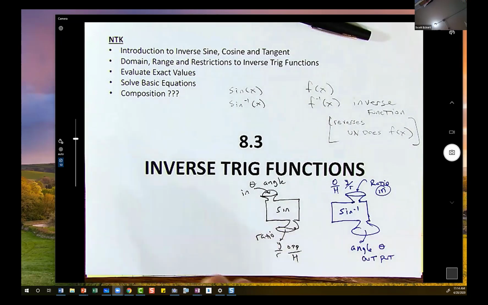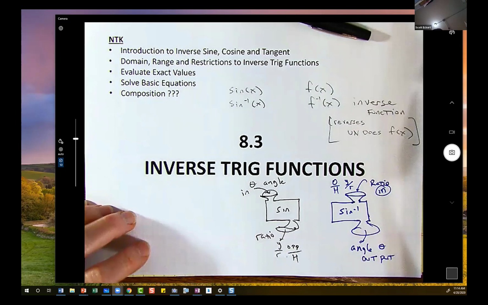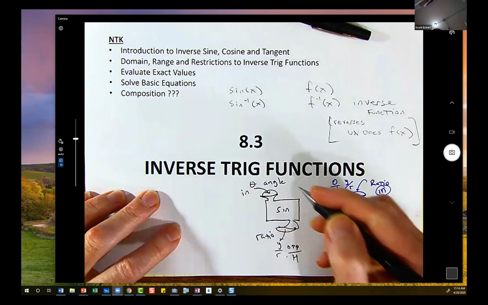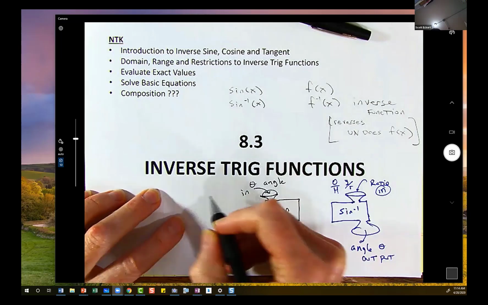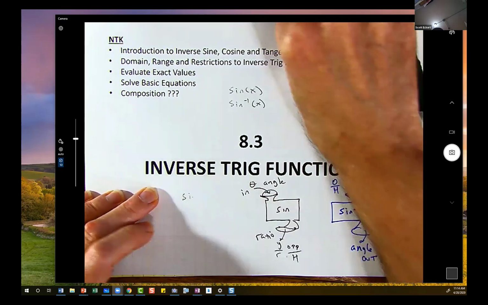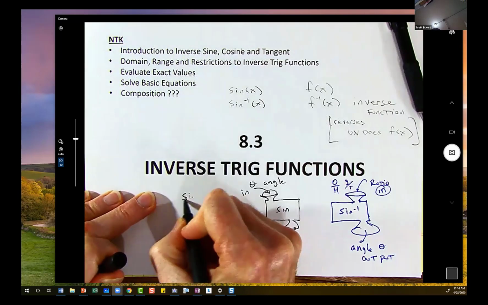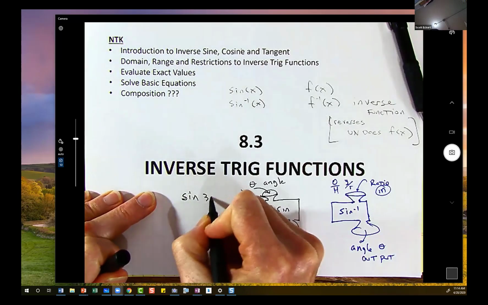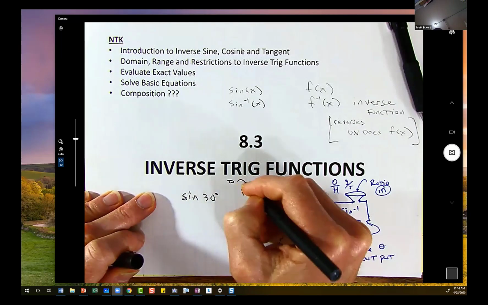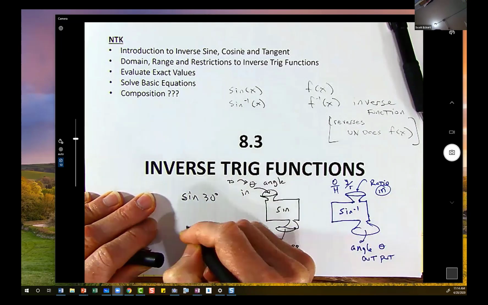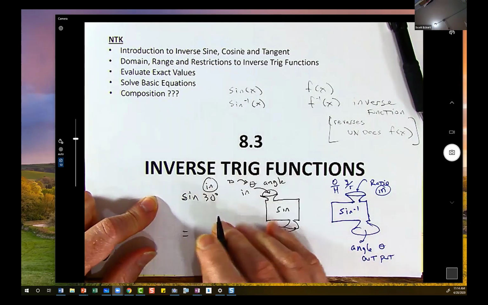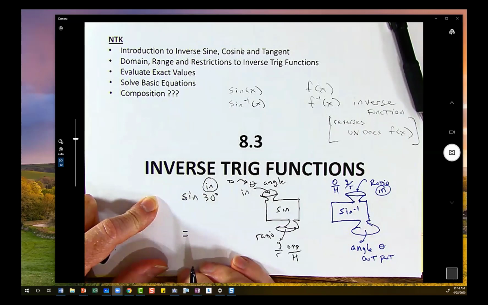Now, to some extent, you guys can do this a little bit. If I say sine of 30, that 30 degrees goes into the machine. What comes out of the machine? One half. Yeah, 1/2.